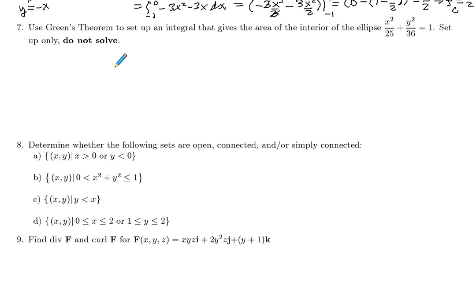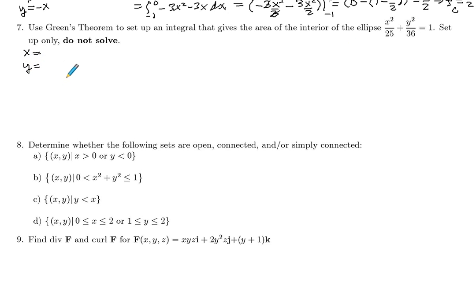Okay, next we're using Green's theorem to do a setup only for the area of the interior of this ellipse. So remember that for the parametric equations for that ellipse, we can use, instead of cosine t and sine t, you look at the bottom number here, that's 5 squared, so that goes plus or minus 5 in the x direction. This is 6 squared, so it goes plus or minus 6 in the y direction.